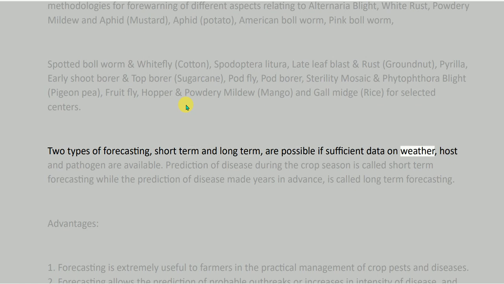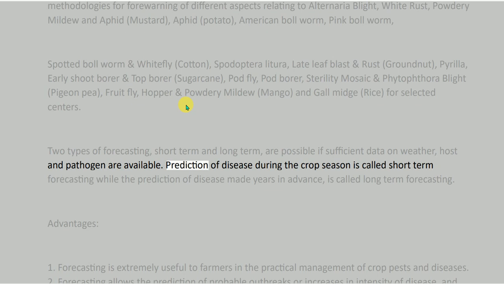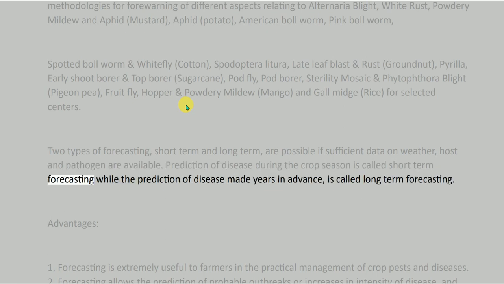Two types of forecasting, short-term and long-term, are possible if sufficient data on weather, host and pathogen are available. Prediction of disease during the crop season is called short-term forecasting, while the prediction of disease made years in advance is called long-term forecasting.